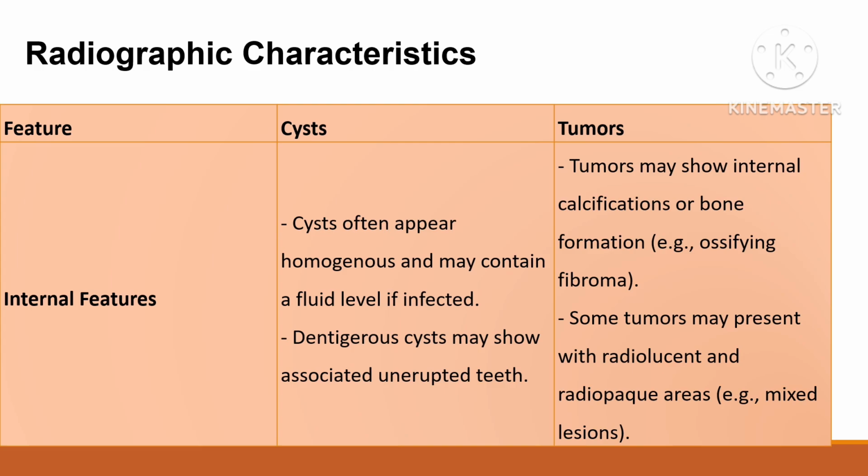Radiographically, cysts often appear homogeneous and may contain fluid level if infected. For example, a dentigerous cyst may show associated unerupted teeth within the radiolucent area. The tumor can display a variety of internal structures, including calcifications or bone formation. Some tumors may present with both radiolucent and radiopaque areas, indicating mixed lesion, which adds a complexity to the diagnosis.